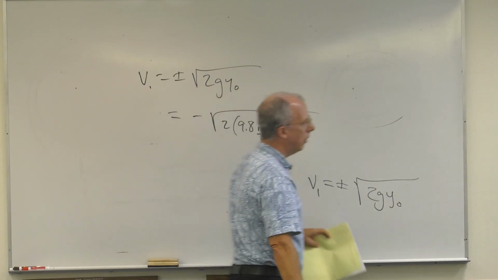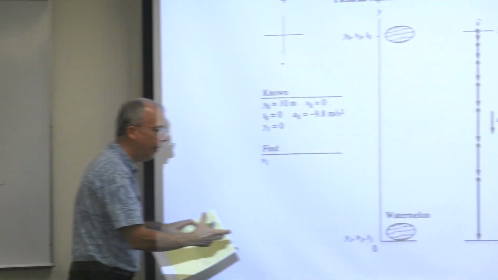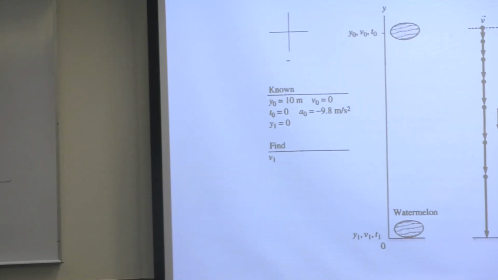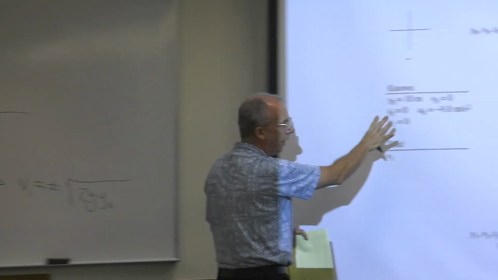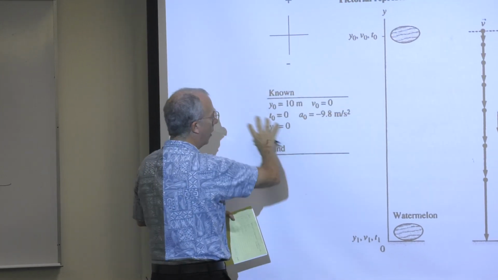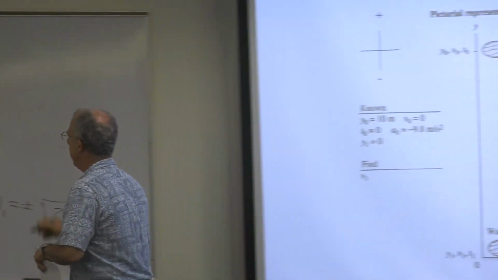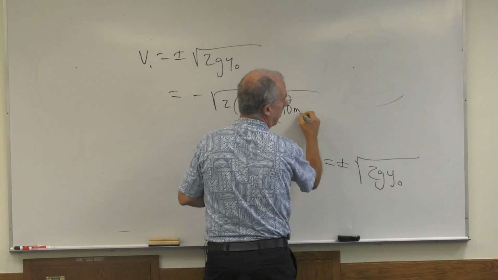Okay, what's y0? See, this was great. Once you get your equation, everything you need is right there. You don't have to read the problem anymore. Just look at what you wrote here. So then it's 10 meters.